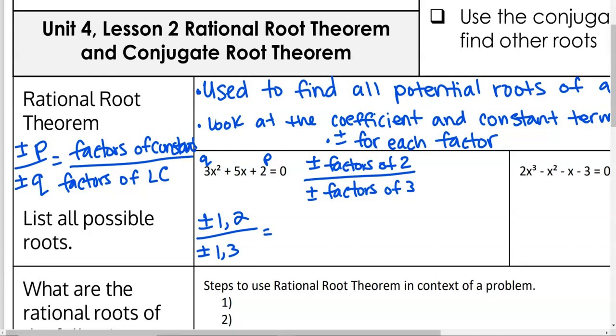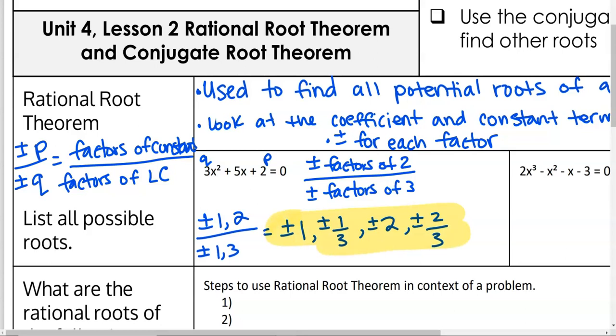So we have positive and negative 1 over 1. So that's just going to be positive or negative 1. Then I'm going to do 1 divided by 3. Positive and negative 1 over 3. Then I do it again with 2. 2 divided by 1, positive and negative 2. And then 2 divided by 3, positive and negative 2 over 3. That is your list. This is your list of the possible places that this polynomial is going to cross the x-axis.